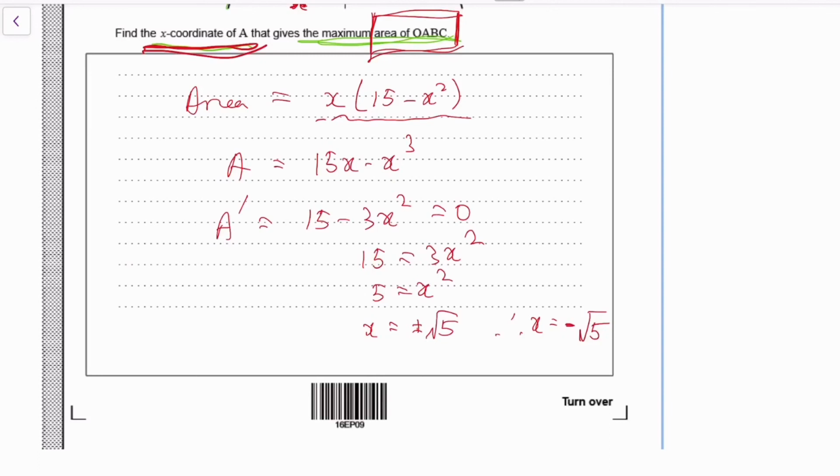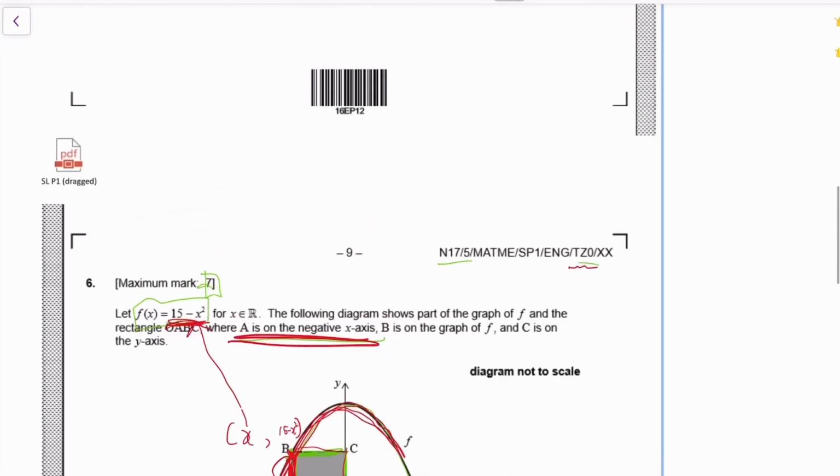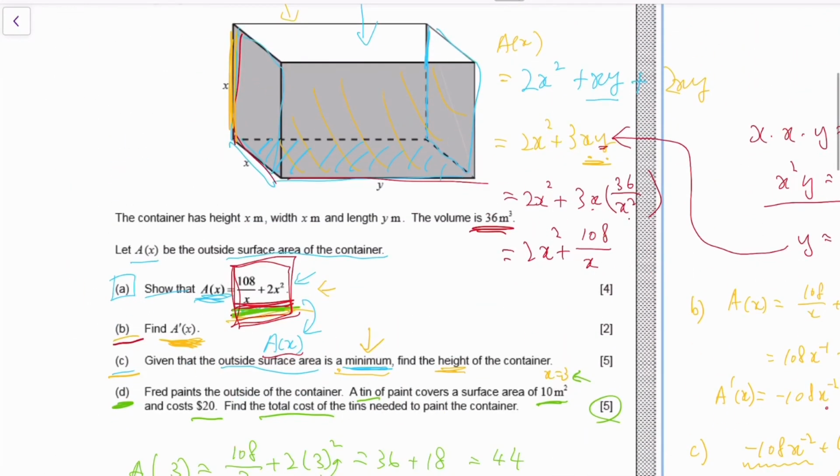That's it. Cold-blooded 7 marks. But again, this is it. Optimization. The goal, the key, you need to find a formula or an equation for the thing you try to maximize or minimize. And when you find it, it has to be something with only one unknown.